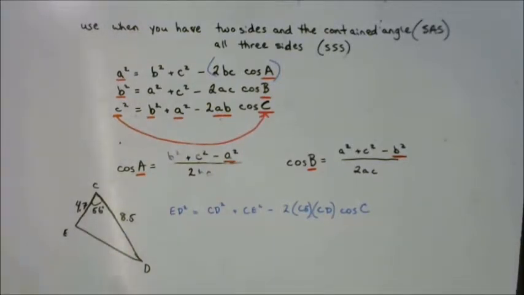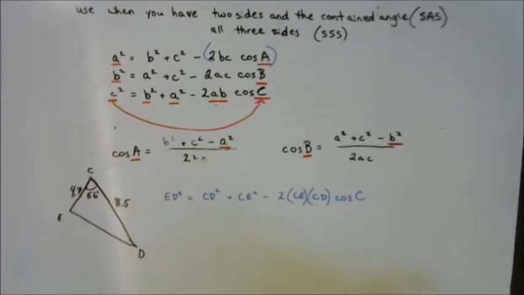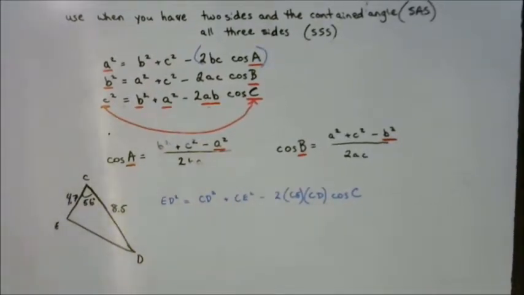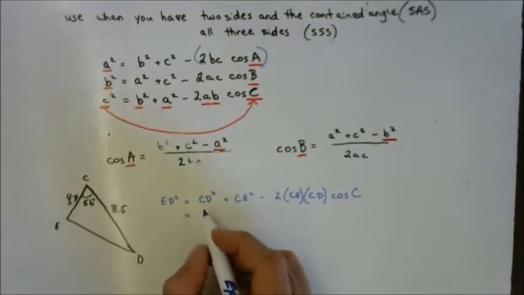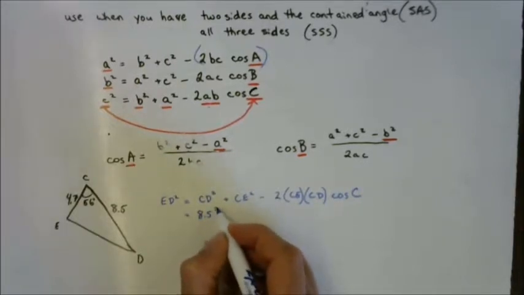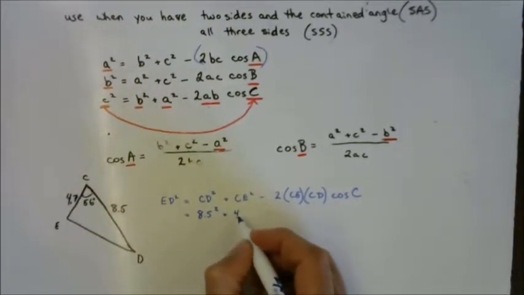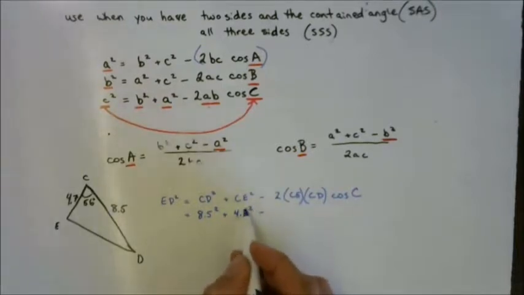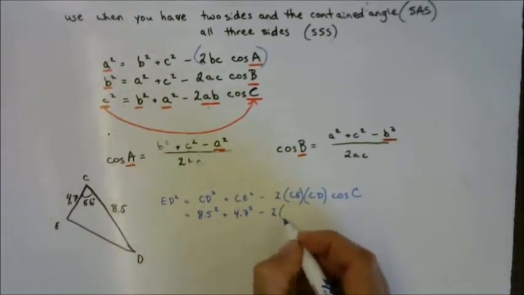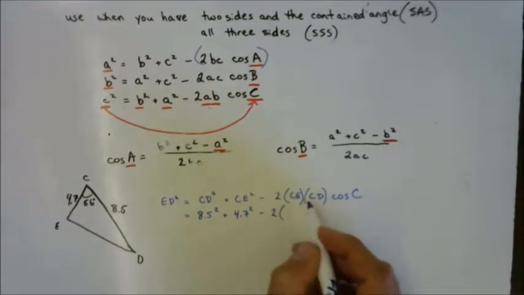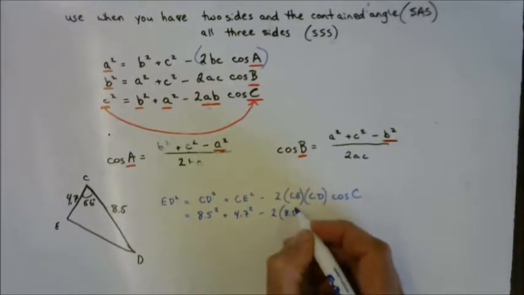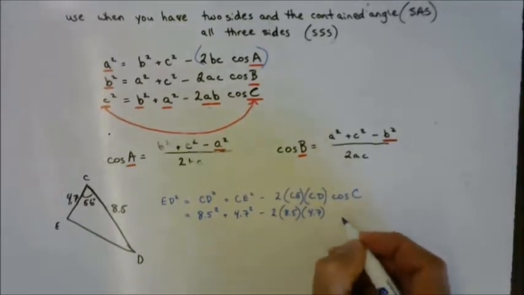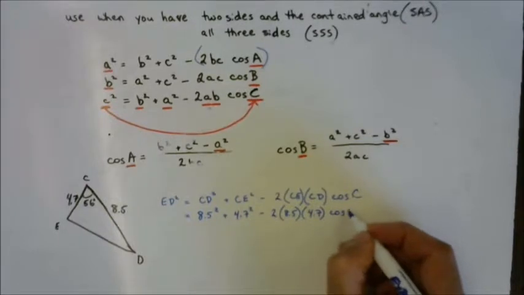It's a bit more awkward to write when we name our side lengths by their capital letters. It's easier if you use the lowercase letters. But anyway, here's what we know. We don't know ED squared, but we know CD is 8.5. We know CE is 4.7. Don't forget your little squared on top of each of those. Okay, we haven't done that yet. And it doesn't matter which order I plug this stuff in because it's all just getting multiplied by each other. But anyway, we got 2 times 8.5 times 4.7 times the cosine of 56.